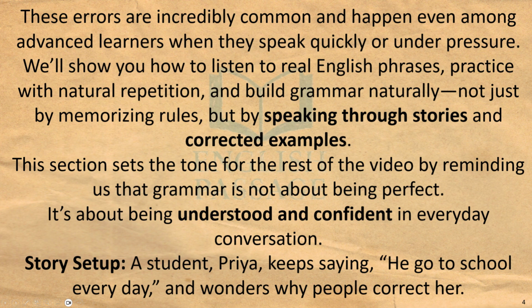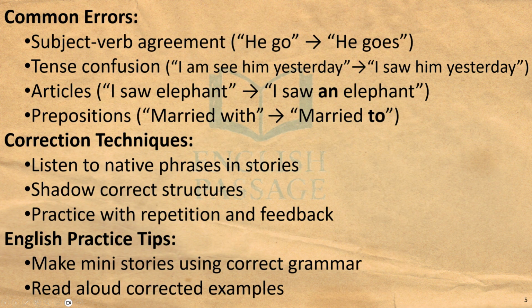Story setup. A student, Priya, keeps saying he go to school every day and wonders why people correct her. Common errors. Subject-verb agreement, he go, he goes. Tense confusion, I see him yesterday, I saw him yesterday. Articles, I saw elephant, I saw an elephant. Prepositions, married with, married to.